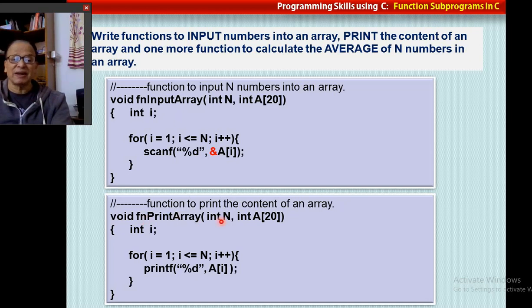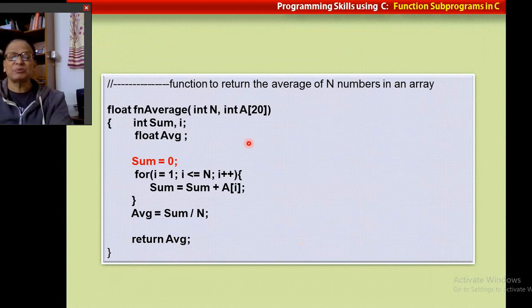Then print the content of the array. Again, function print array. Print n numbers in this array which contains numbers. So I'm going to pass an array which contains numbers. Then again, as you've done earlier, for i equal to 1 to n, printf %d a[i]. It prints the content of that array. Then the next function is to find the average of n numbers in this array.